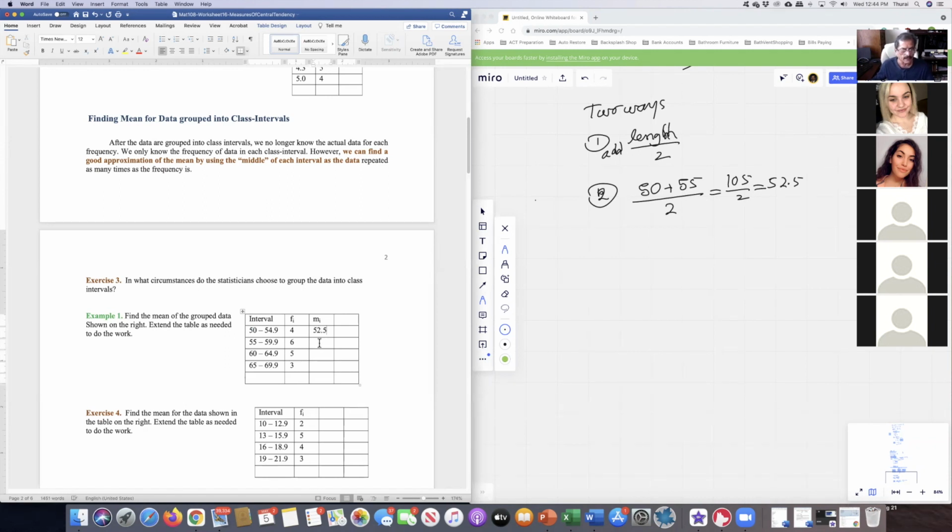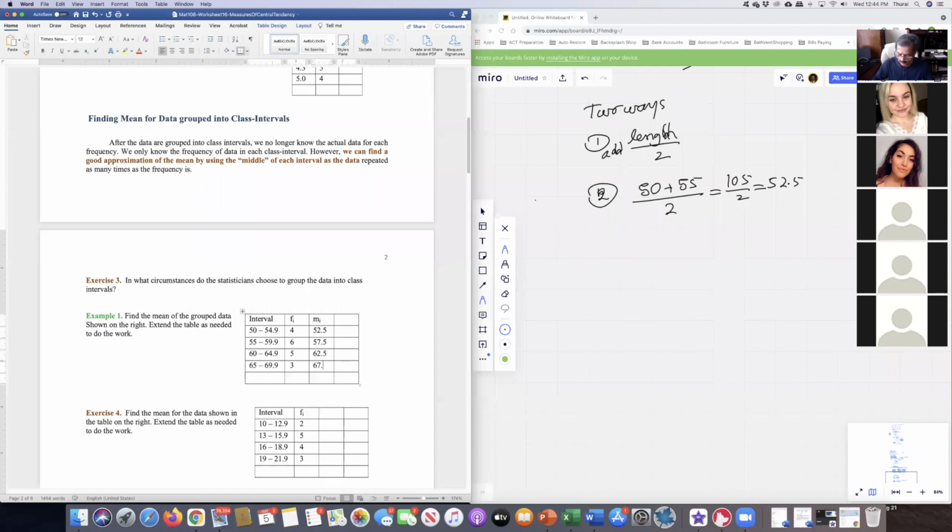And the next one, anybody tell me the midpoint here is? What's the midpoint for the interval 55 to 60? 57.5, yeah, 55 plus 60 divided by 2. Right. Either that or add 2.5 to the 55. That gives you 57.5. Yeah. And the next one is? 60 plus 2.5, 62.5. Yeah, 62.5. Next one is 67.5.